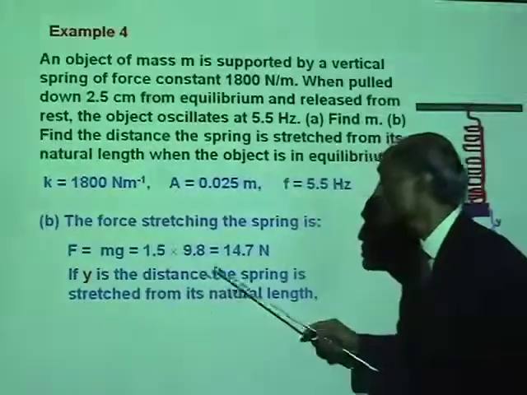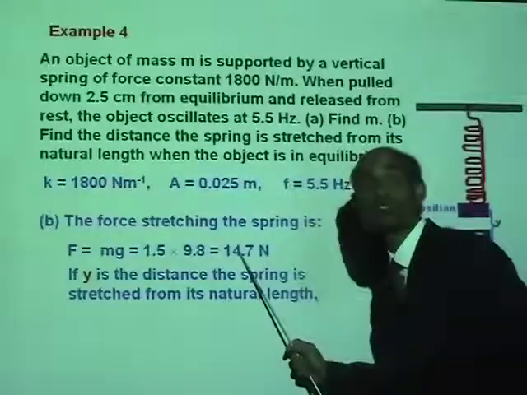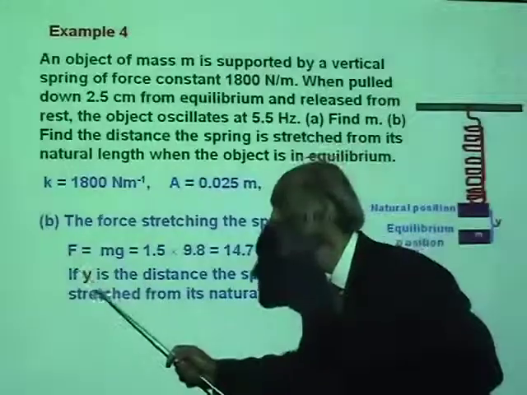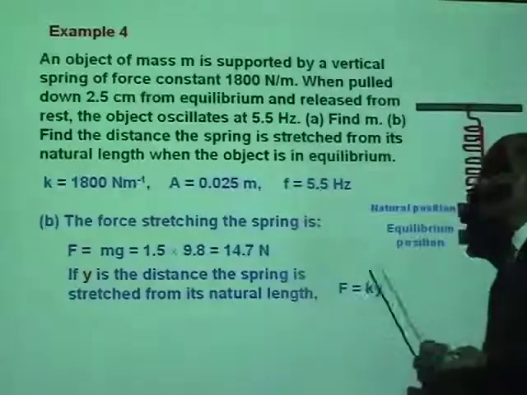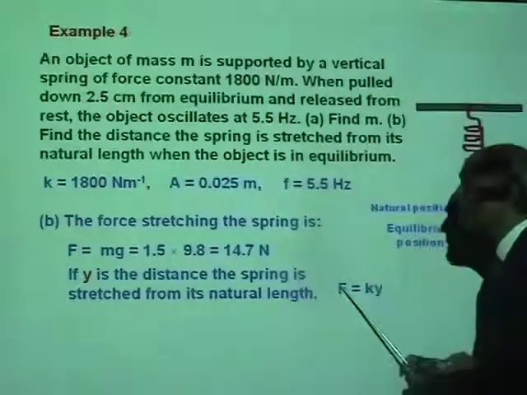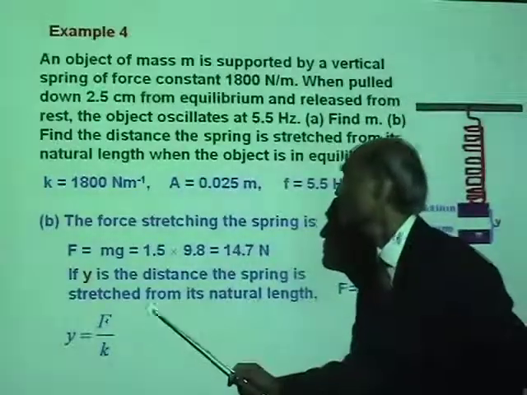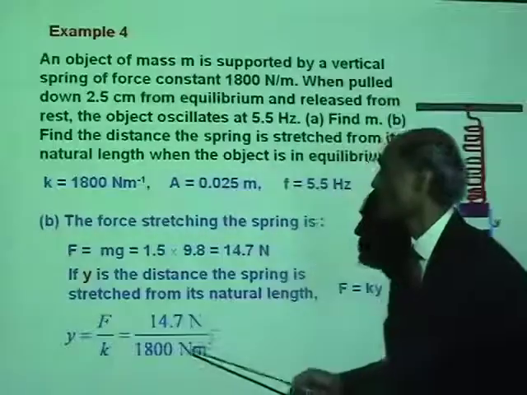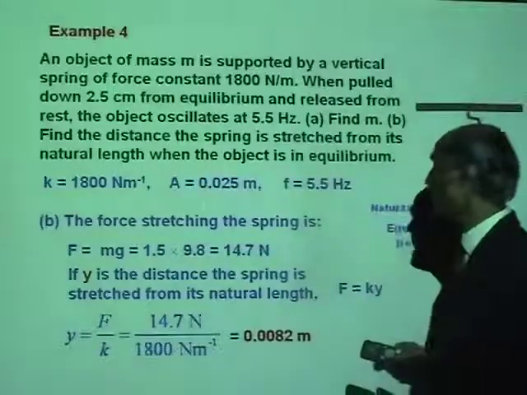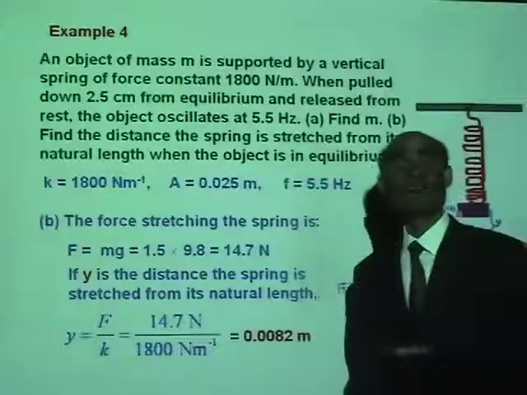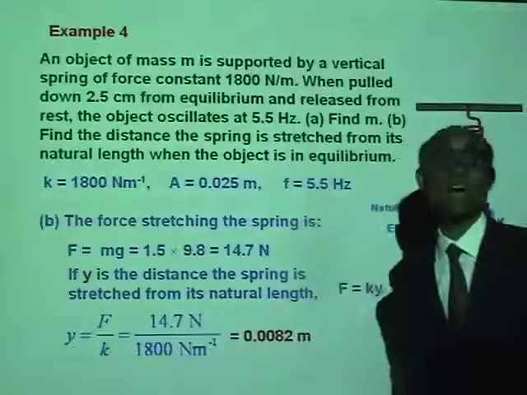If y is the distance the spring is stretched from the natural length, then this force must be equal to K times that y. F equal to Ky, and therefore y equal to F over K. And F is 14.7 Newton, K is 1800 Newton per meter, and that is 0.0082 meter. And that is the distance the spring will be stretched when the mass is hanging from it.